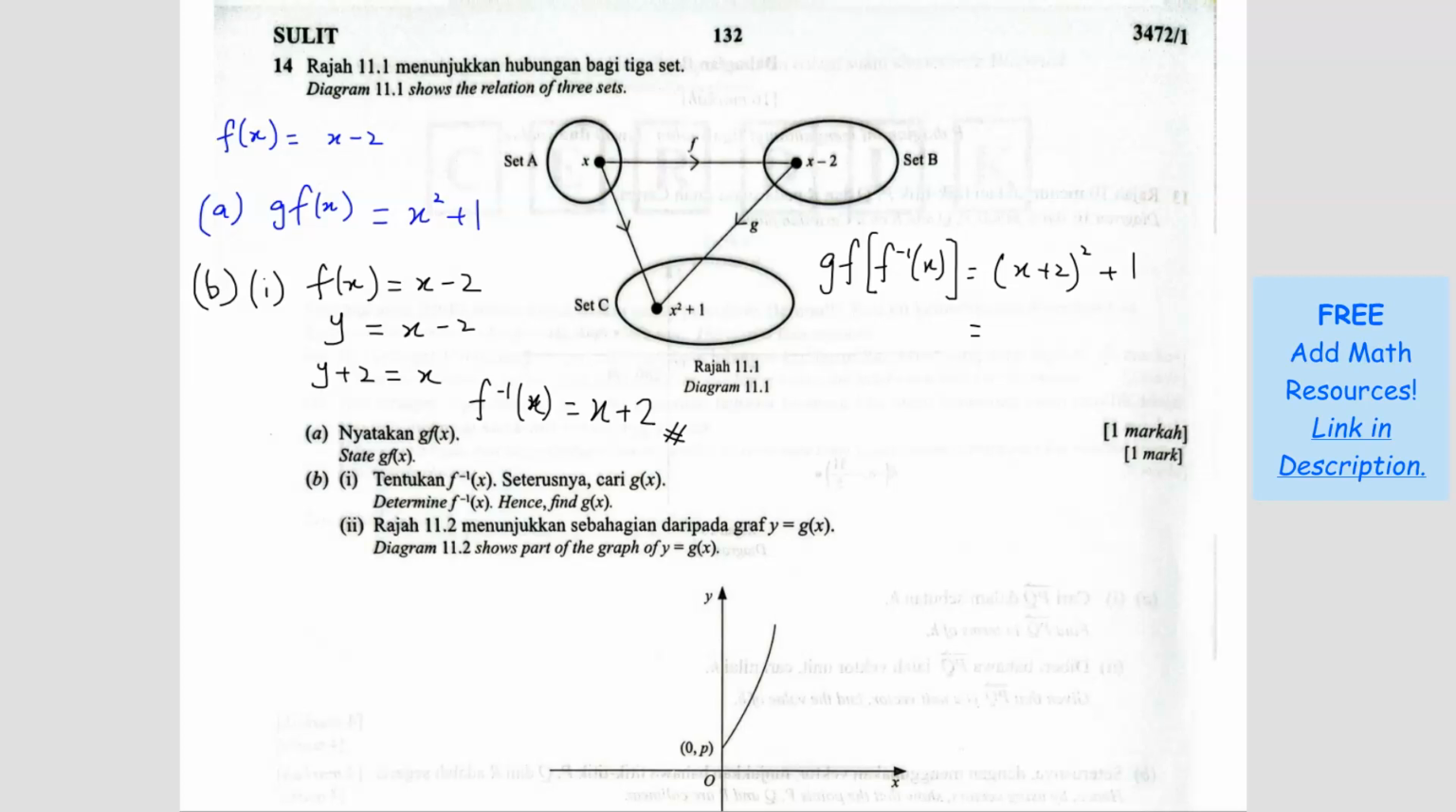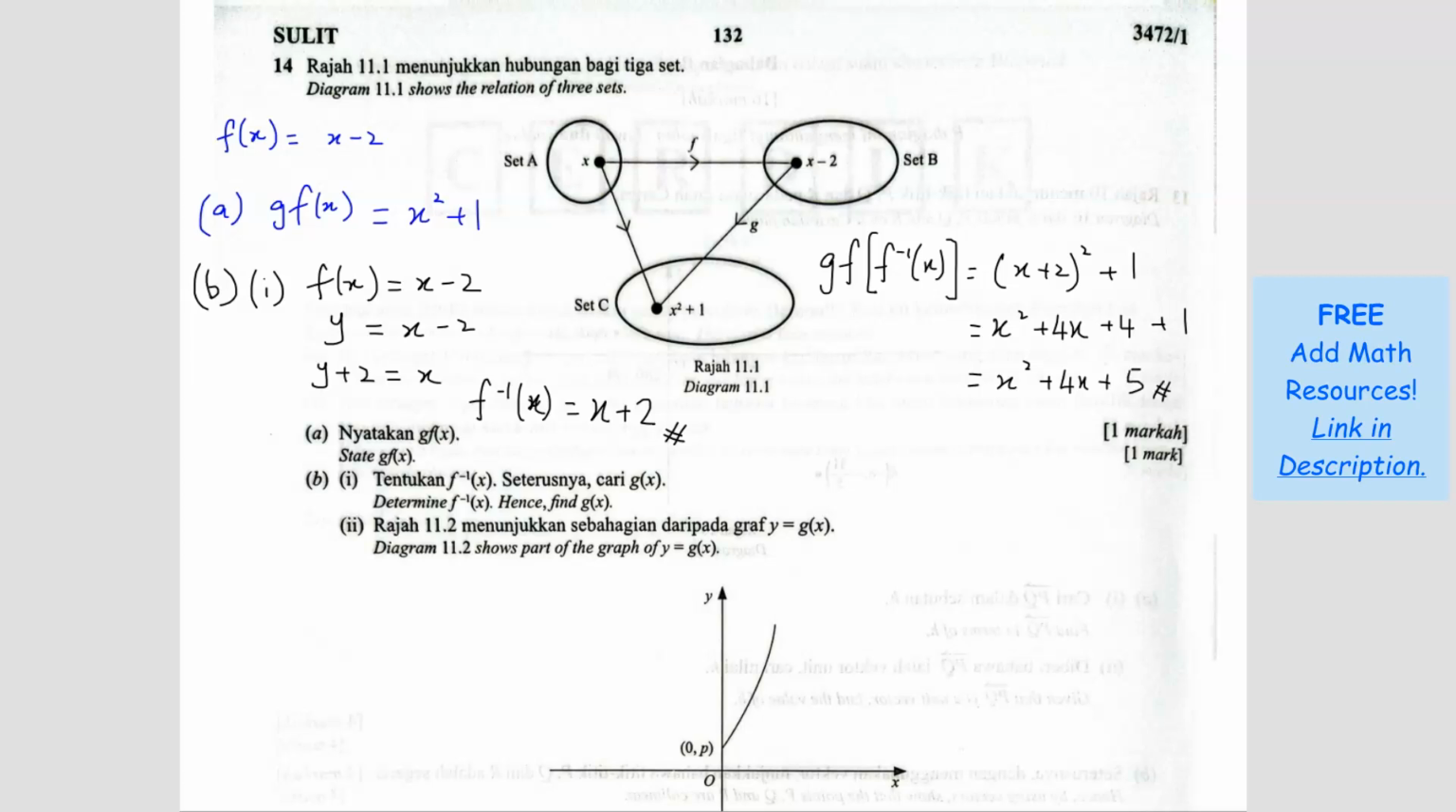So you can expand this. The shortcut is, you square this, so you get x squared. You square this one, you get plus 4. Then the middle number is this times this times this, so you get 4x plus 4x, and then plus 1. So you have x squared plus 4x plus 5.